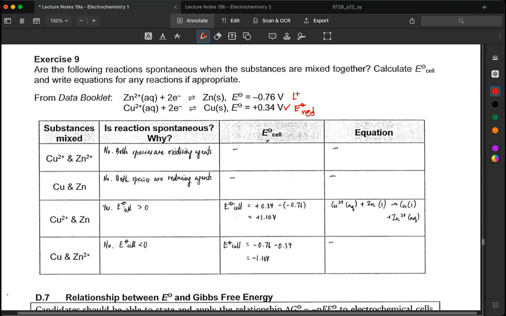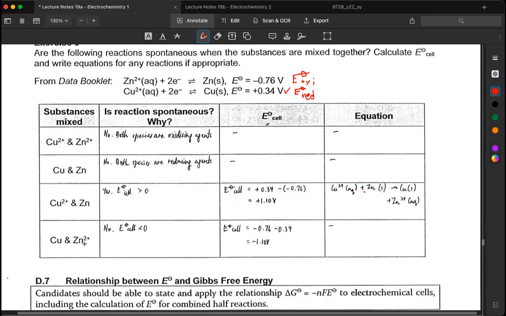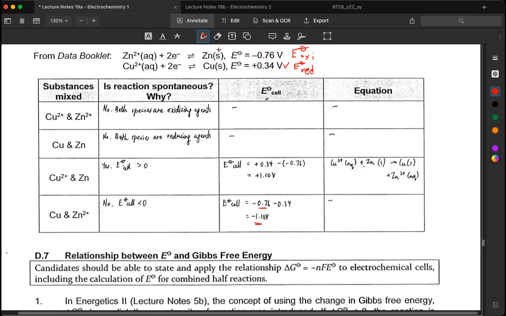This one will be the E0, the oxidation part. So you just write 0.34 minus 0.76 plus 1.10 volt, right? The overall equation. This way, for this one, you want copper and zinc 2 plus, right? So you want the zinc 2 plus to be the reduction now. So you put minus 0.76 minus 0.34, it will be minus, so cannot. Okay, so that's how you use the E0 cell to predict spontaneous reaction.